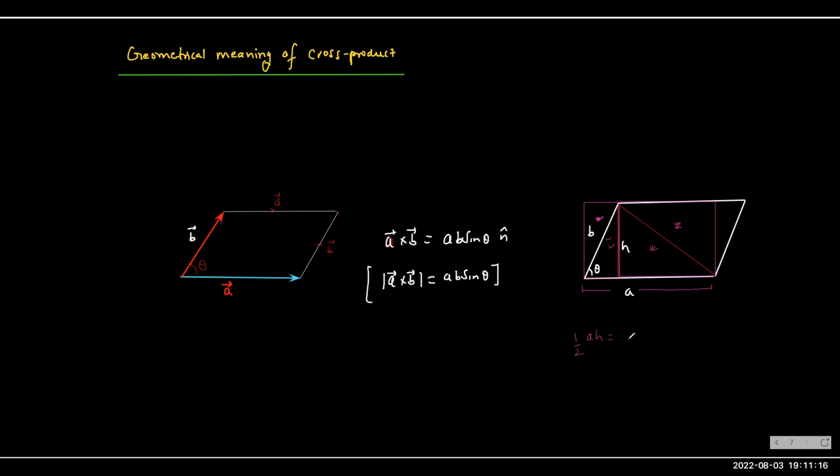What is H here? In terms of theta, or using the Pythagoras theorem? Of course, in terms of the given parameters, A and B and theta. B sine theta. Very good. So can I replace this as B sine theta? The area of triangle is half AH, which is half AB sine theta. Okay. But AB sine theta is what? It is mod of A cross B.